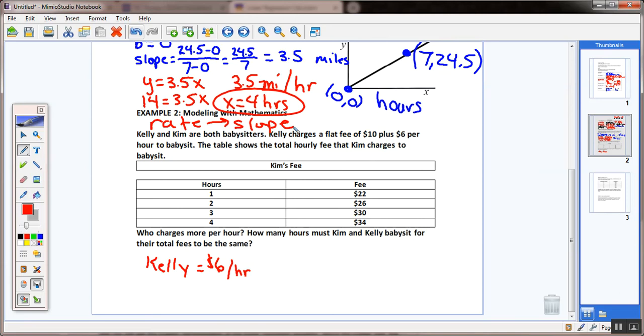All right. So anytime you see a rate, think what, kids? Slope. Anytime you see a flat fee, it's always like a y-intercept. It's like a starting point. All right. Okay, Kelly's charging $6 per hour.